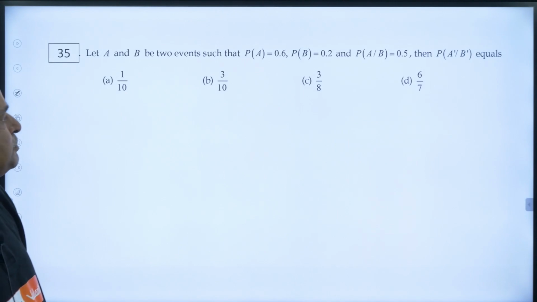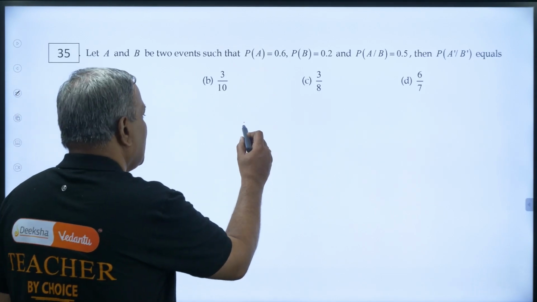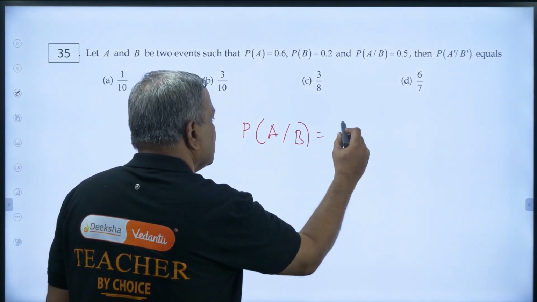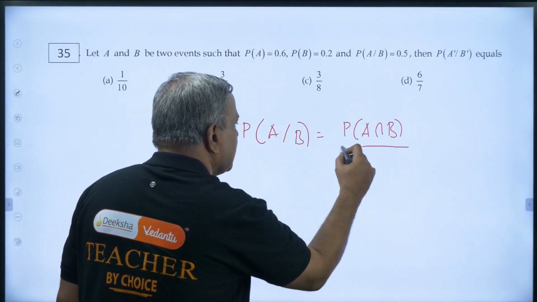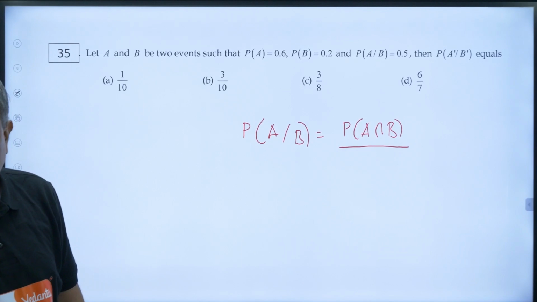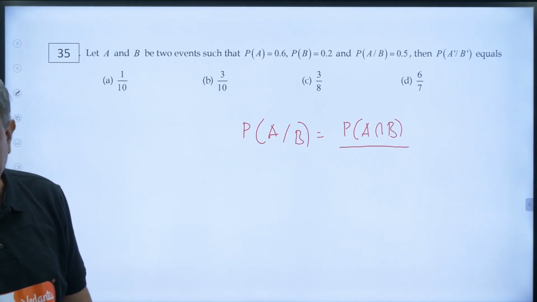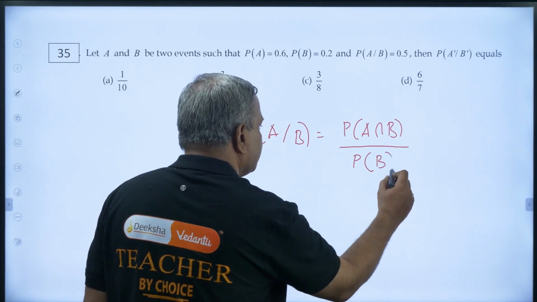So A and B are two events, P of A is given, P of B is given, and we want P of A by B. It is a simple formula-based question. P of A by B is equal to P of A intersection B divided by P of B, the probability of B.